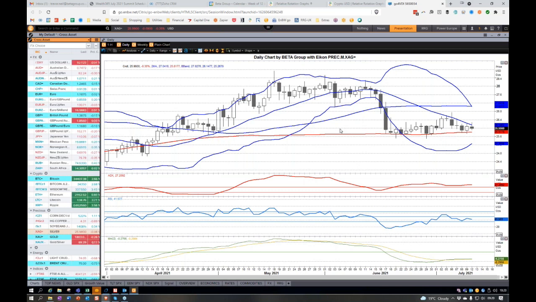So we've got a clear message here: gold versus silver. Gold is much more preferable to silver. Silver looks as though it'll move sideways. Gold looks as though it's ready to move higher.